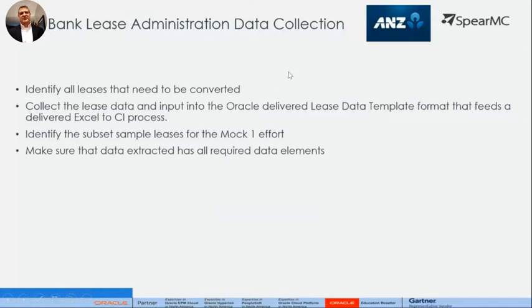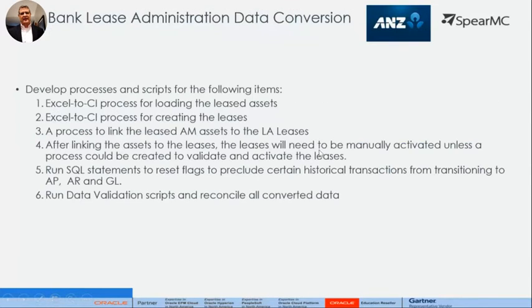There was also the aforementioned queries that had to be built for data validation that were used each time we had a mock conversion, and then of course on the final cutover. So we had the Excel to CI process for loading the lease assets, and then also creating the leases. So 2-step component interface. And then we created a process that did the linkage between AM and lease administration. These are all natural things that happen if you create your lease online. We need to simulate that through the process. And then we had to activate them manually, lease by lease.